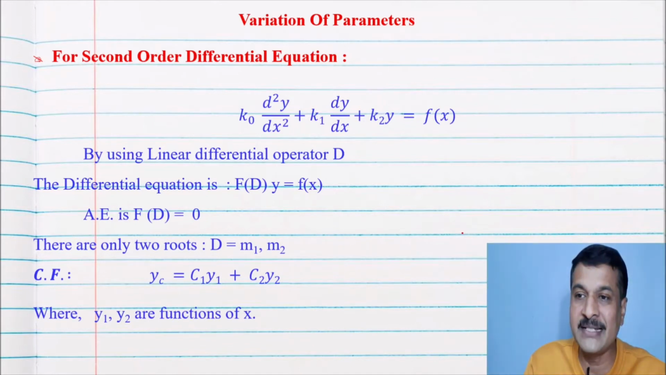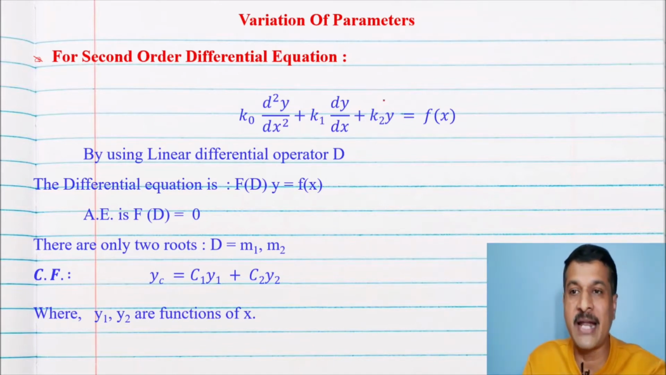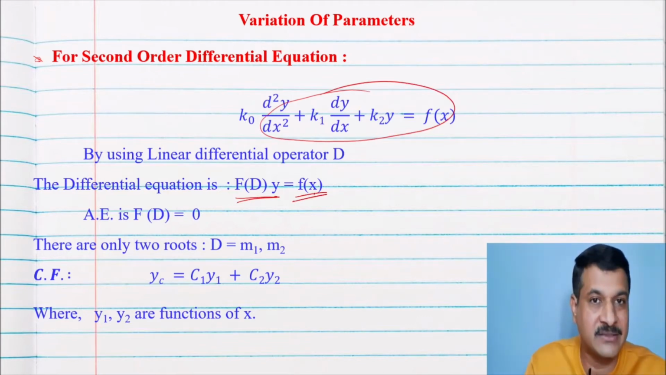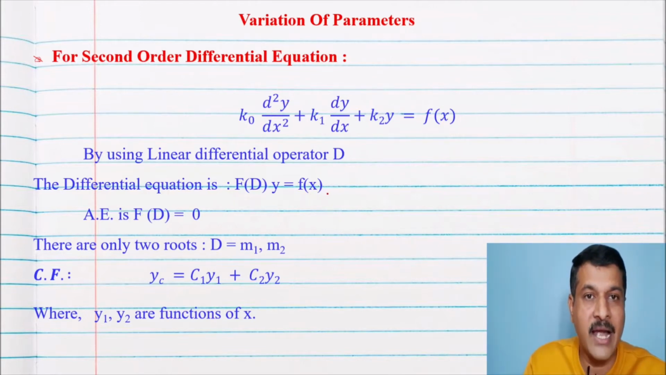plus k2 into y equal to f of x. By using the linear differential operator D, we can write this in symbolic form as f of D operating on y equal to f of x, that we know. And the auxiliary equation of this differential equation is what? f of D equal to 0, and by this you can find the roots m1 and m2, because here the order is 2, so there are two roots.